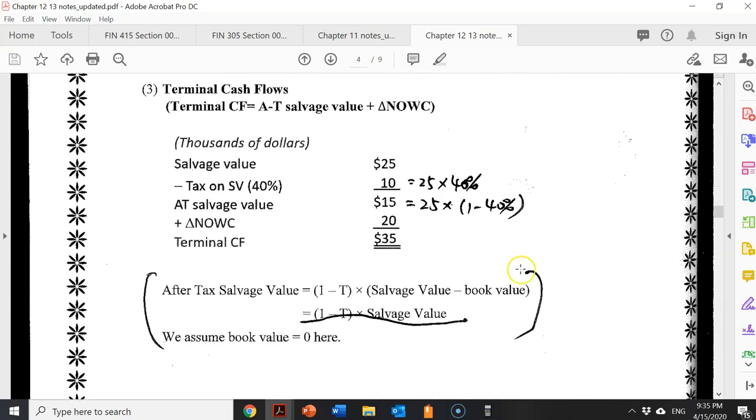At the end of the project, we would have to calculate terminal cash flow. It is going to be the after-tax salvage value plus delta net operating working capital. The salvage value given by this question would be 25, and the tax on the salvage value would be 40%, which is 10. So the after-tax salvage value would be 25 multiplied by 1 minus 40%, which is 15. And our delta net operating working capital is 20. So our terminal cash flow is 35.